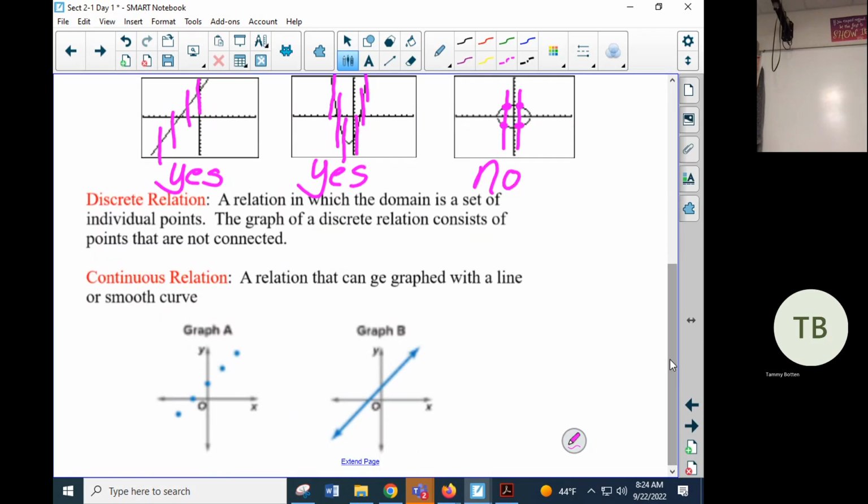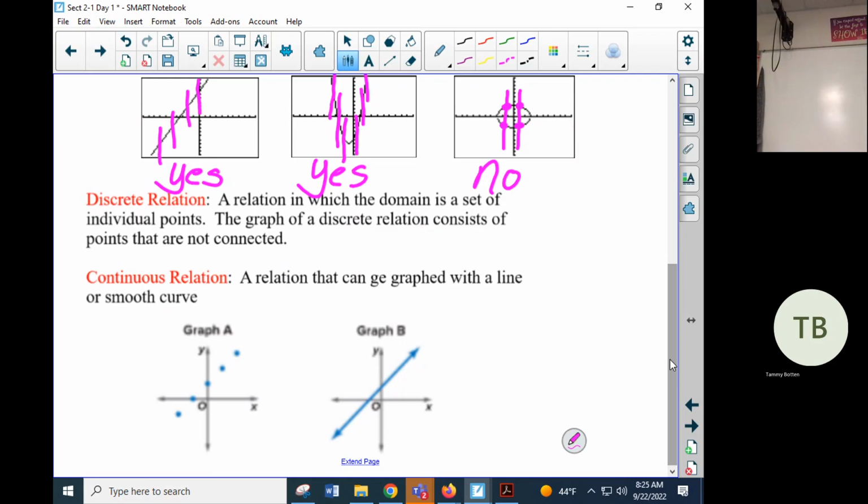Now, another thing that they will ask you today is they'll have you maybe graph something, or they'll show you a graph. And they'll ask you if it's a discrete relation or a continuous relation. And discrete just means that you're going to have points. You're not going to have a line through them. That's what discrete means. It's kind of like a scatter plot.